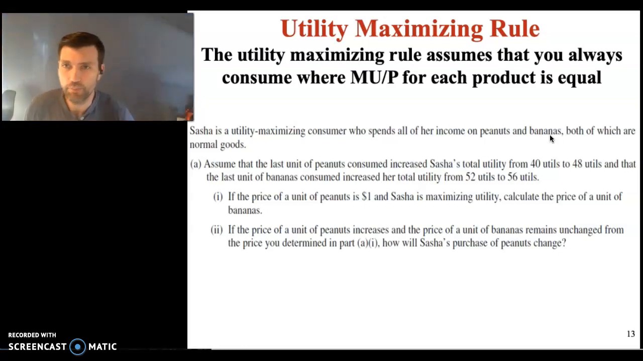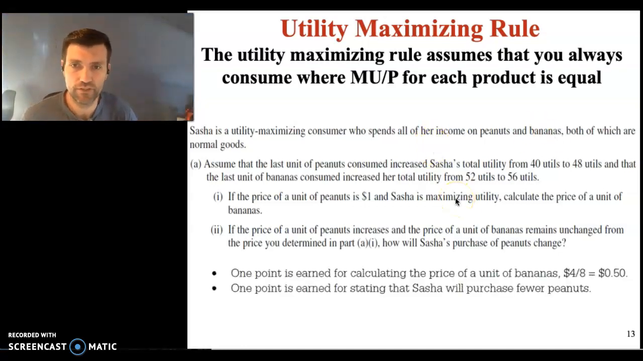And that's what the AP College Board scoring guide says. On this particular part of this particular problem, you would earn 1 point for calculating that the price of bananas is 50 cents, and 1 point for stating that Sasha will purchase fewer peanuts for part 2.